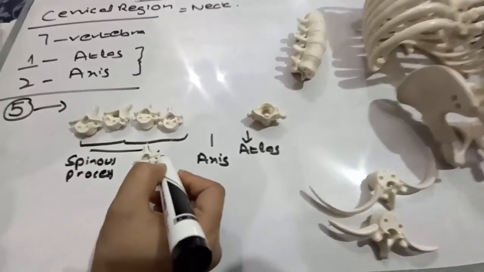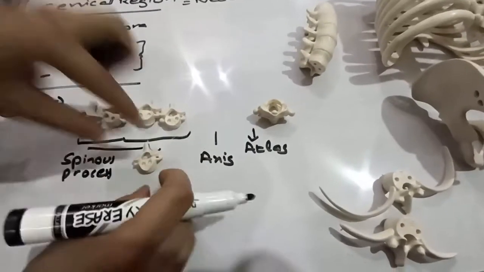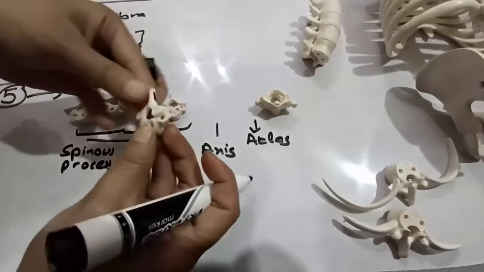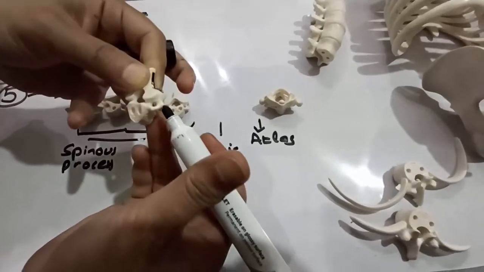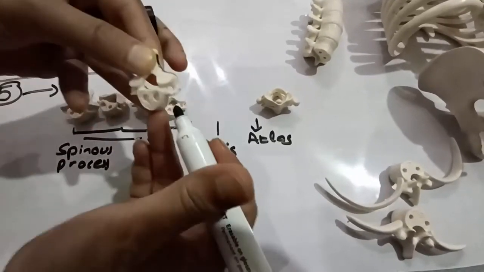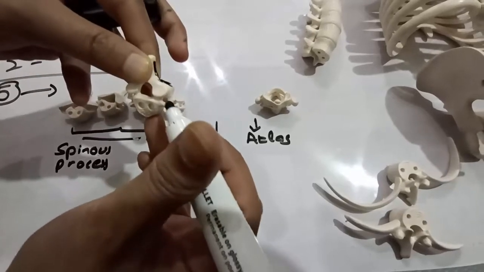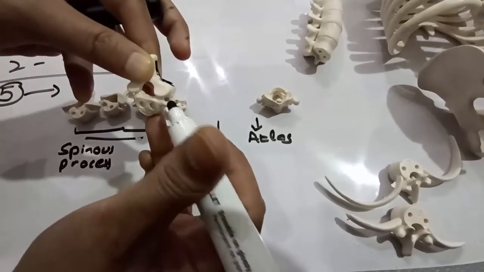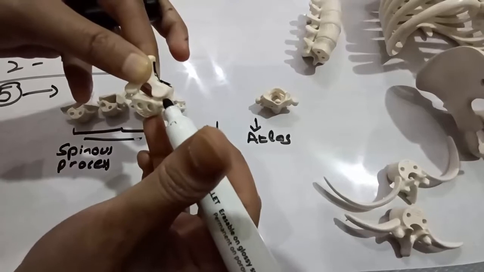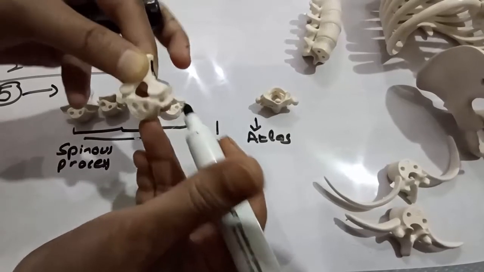These are the transverse processes, right and left. Each has an opening in it. This is called the foramen, by means of which the cervical arteries and vessels pass.